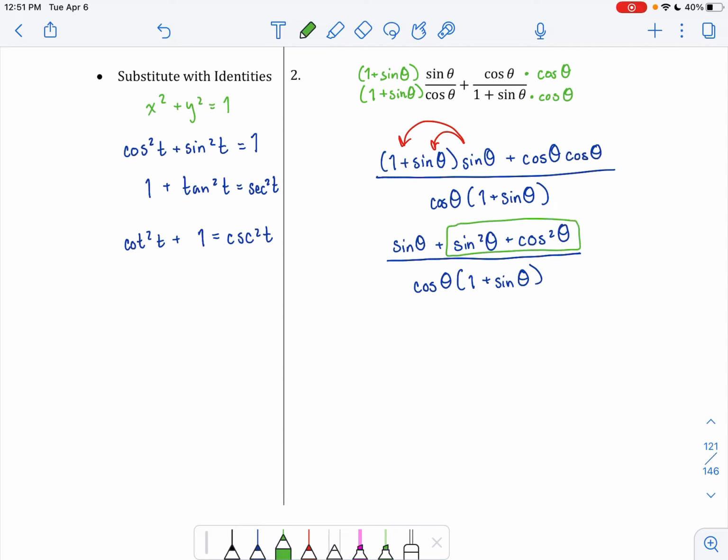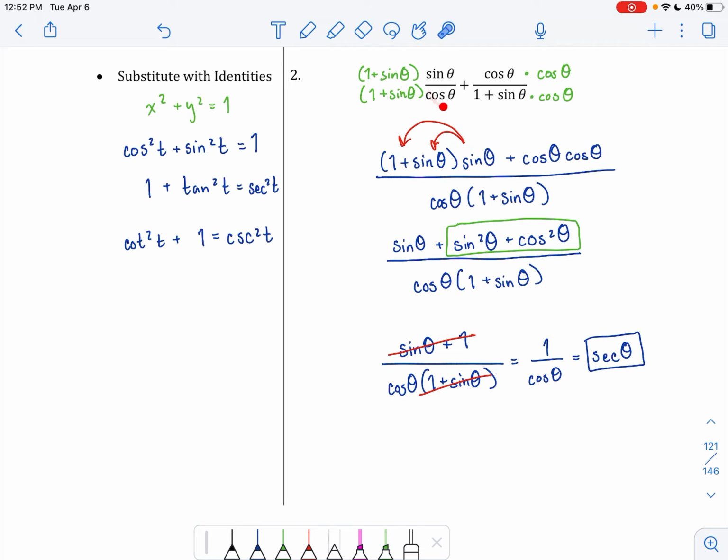Now, here we have sine squared plus cosine squared, which, besides the commutative property where the order switched around, we know is equal to 1. So then in the numerator, I have sine theta plus 1 over cosine theta times 1 plus sine theta. And this is why we leave it in factored form. Cancel, cancel. 1 over cosine theta, which in its most simplified form, 1 over cosine is secant.